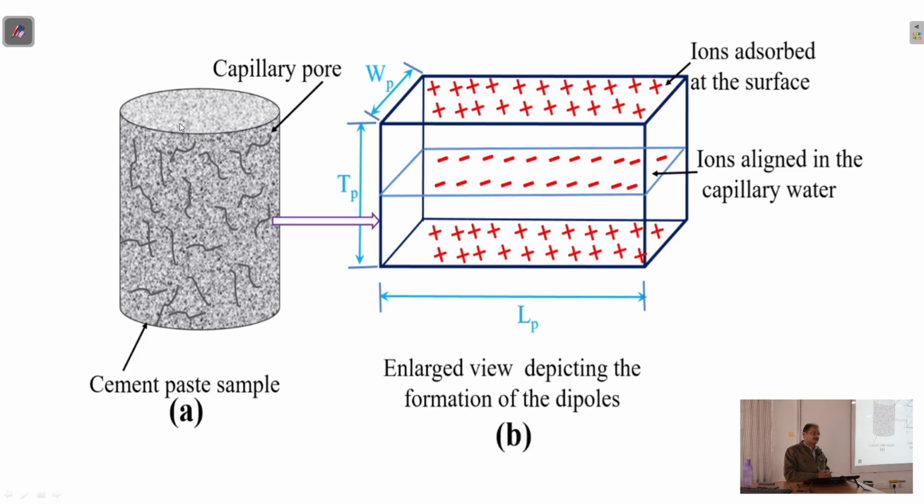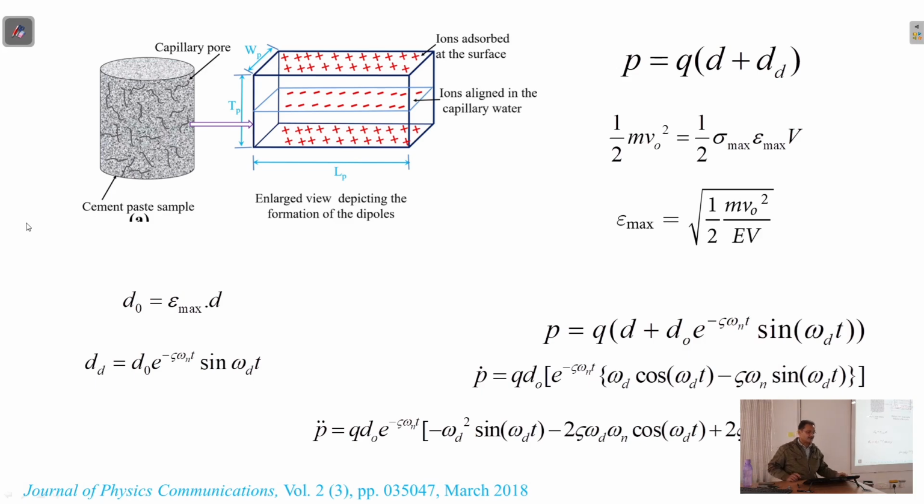So we just assume that as this compression takes place, these capillary pores will also undergo compression. Of course, at the micron level the same thing will not translate, but we went for an approximation. We considered that whatever strain is produced for the bulk sample, we can translate the same to the capillary pore also.